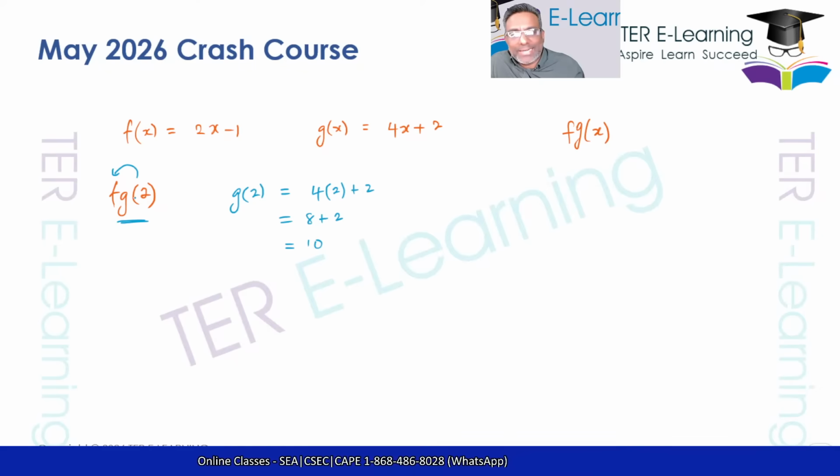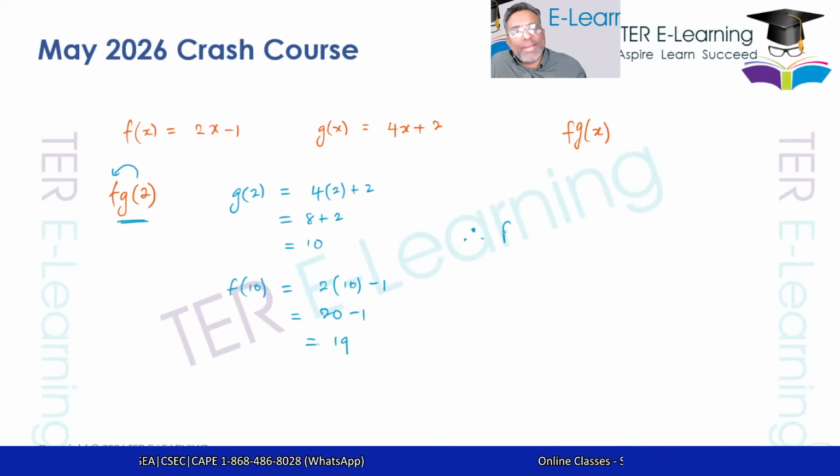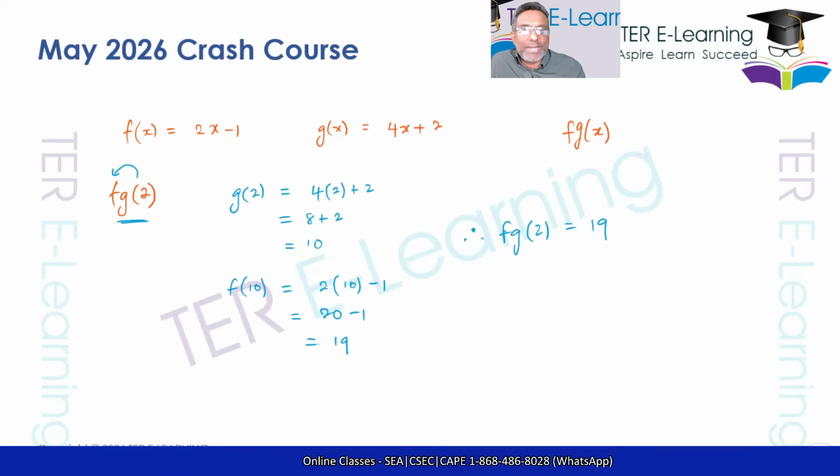Now that answer that I get, I'm going to plug that into the function f. So I need to work out f of 10. So this will be 2 by 10 minus 1. So this is going to be 20 minus 1. So that's going to give us 19. So therefore, fg of 2 is going to be equal to 19. Okay, so that is what we refer to as a composite function.